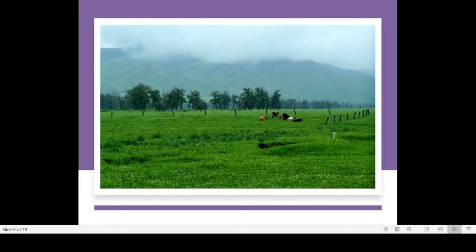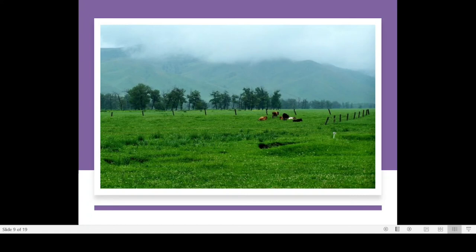Here the precipitation, the rainfall, will be less, around 700 millimeters per year. That is the rainfall availability in the prairie. So they are not as dry as savanna. That is one important feature of the prairies.